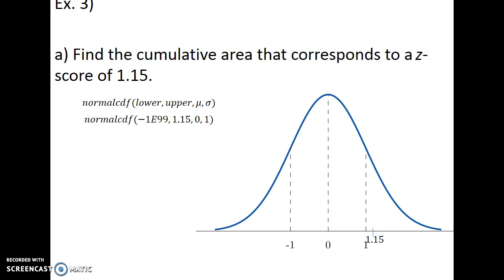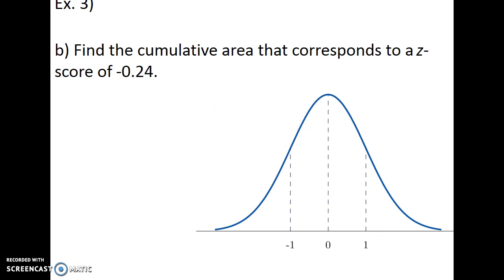So that's basically saying go to negative infinity, and the upper limit, we want it to stop right here at 1.15. Then we know this is the standard normal curve, so the mean is 0, and since it's the standard normal curve, my standard deviation is 1. If you put all that in your calculator, you get approximately 0.8749, and we're going to keep rounding to the nearest 10,000th in this unit.